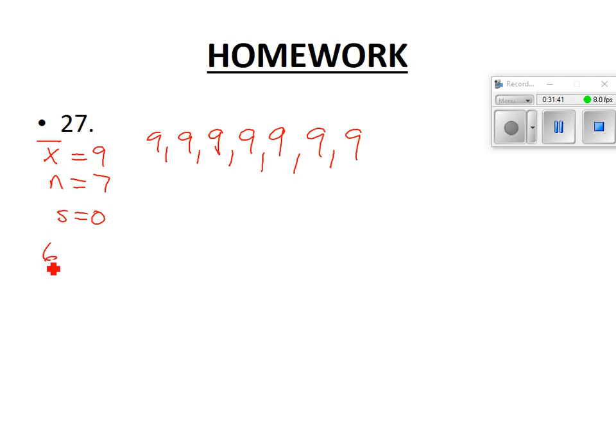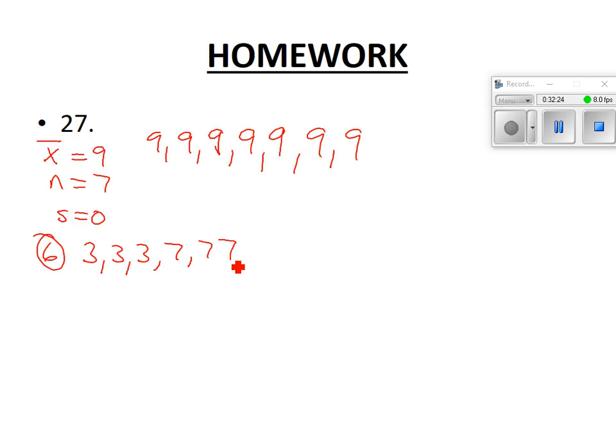Number six. When they ask you to do stuff like number six, it's just to get you to think a little bit. Number six asked you to find a set with a standard deviation of two, n was six, and the mean was five. This is a set of numbers that would work and give us exactly those numbers. Are there other sets of numbers that might give us exactly those same numbers? Yeah.